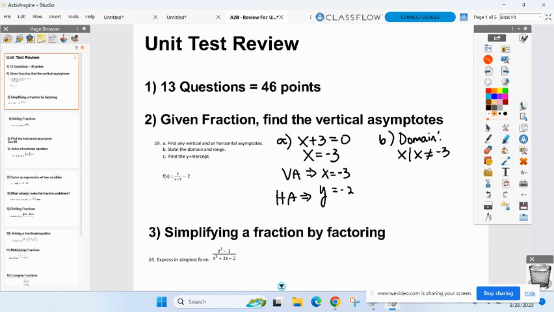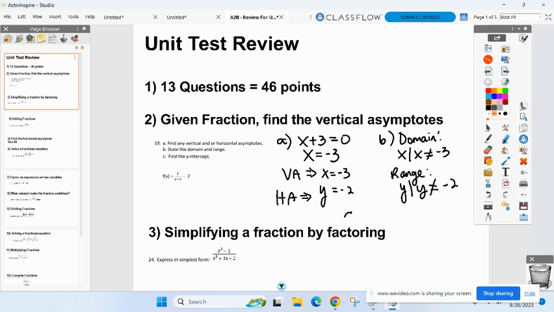And then what would be my range? Y such that y cannot equal -2. They go with the horizontal. So get the vertical and horizontal done, and you'll know the domain and range.